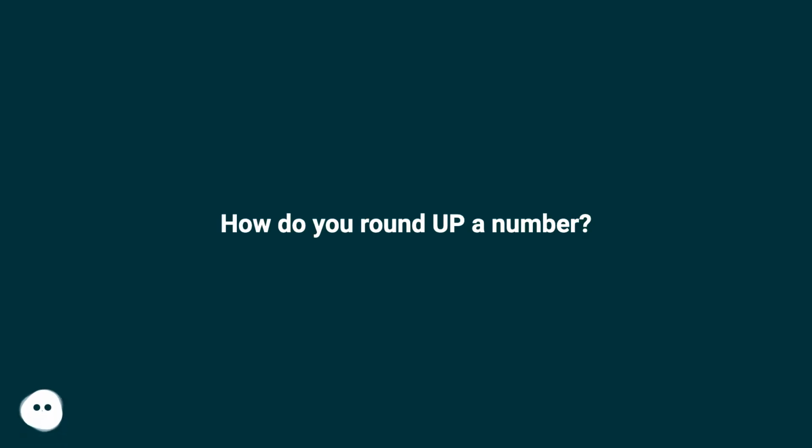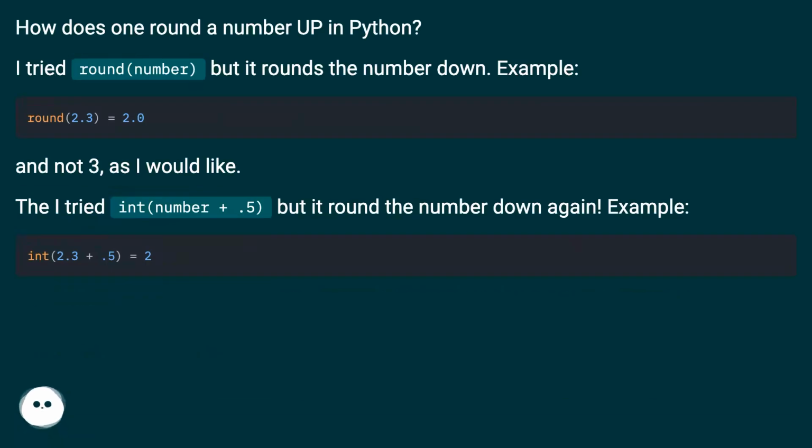How do you round up a number? How does one round a number up in Python? I tried round the number, but it rounds the number down. Example. And not 3, as I would like. I tried int number plus dot 5, but it rounds the number down again. Example.